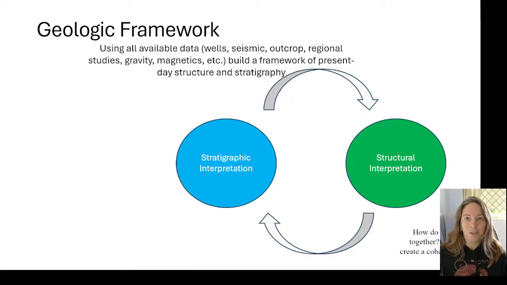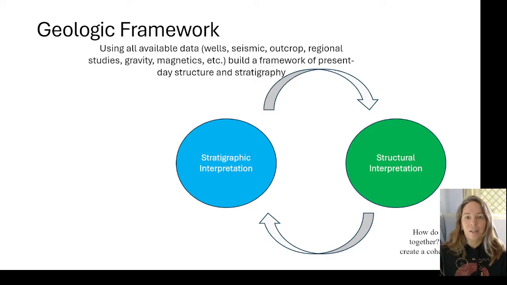So when we talk about building a geologic framework, what we're really looking at is two main components, the structural interpretation and the stratigraphic interpretation. The structural side starts with trying to understand the faults, the folds, the areas where we may have subsidence and uplift, and the overall structural trends that are going on in the basin and at different points in time. And then the stratigraphic side focuses more on the unconformities, the stratal packages, different depositional environments, the relative ages of the rocks.